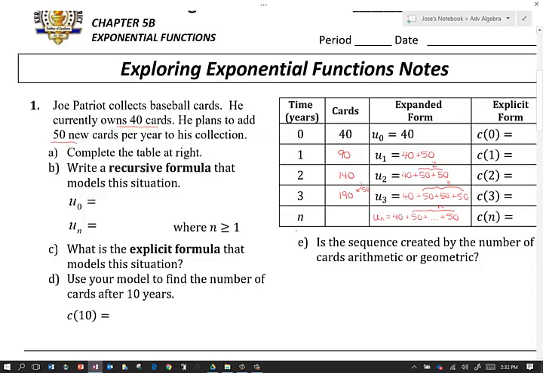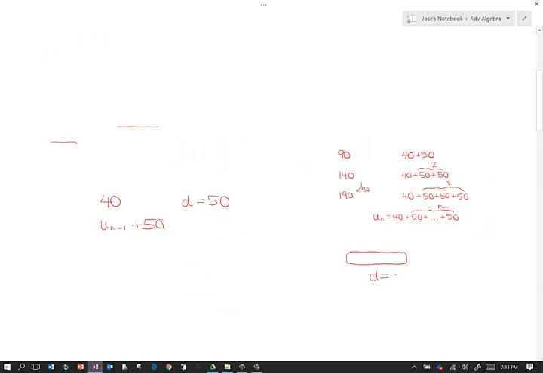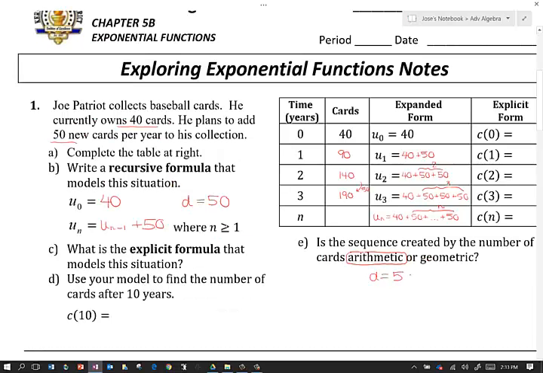In order for you to figure out what's happening here, you have to start from 40, that's his starting value. And then to find a term, you have to take the term before and add up 50. We know that there is a common difference. The value that I'm adding all the time is 50. The difference between these two terms is 50. That means that this is an arithmetic sequence. And we know that again because there is a common difference of 50.